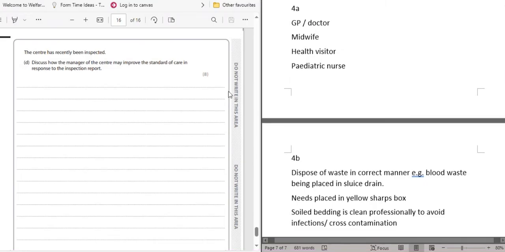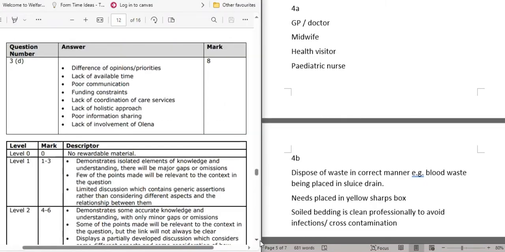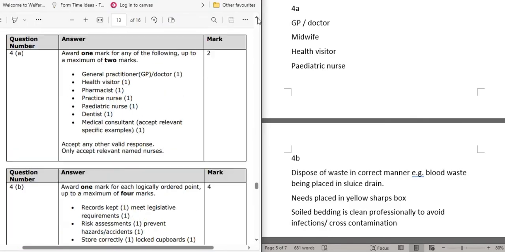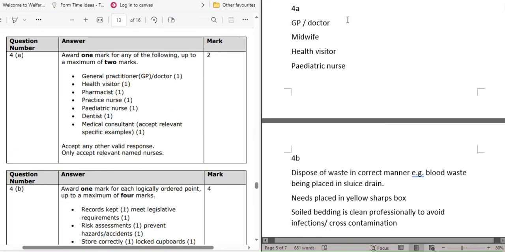So 4A, we'll jump to the mark scheme, review this and see how we go. So 4A was who would help look after children aged up to 5. So general practitioner, GP / doctor. So we've got that one, that's good. We've got health visitor on that list, pharmacist, practice nurse, pediatric nurses on there, good stuff.